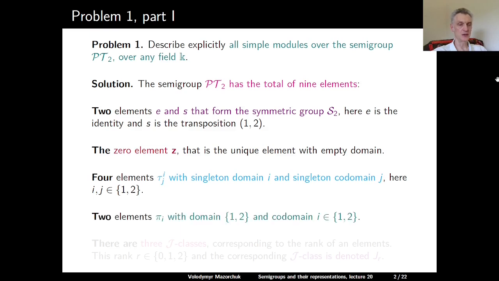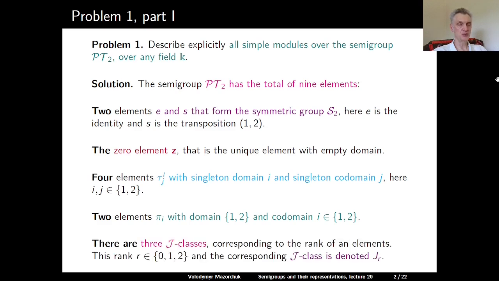And finally we have two elements pi_i, which have rank 1, but the domain consisting of 1 and 2, and then the codomain is the index i of pi_i. That's an element in {1, 2}.